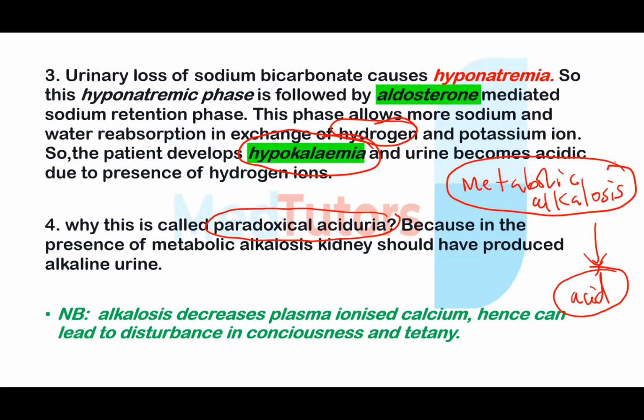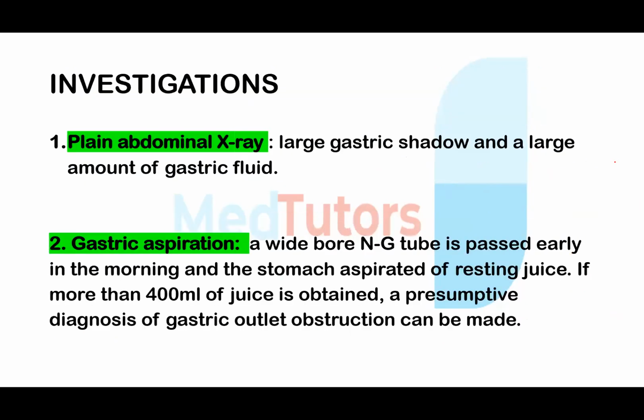And you should know that alkalosis decreases plasma ionized calcium. Anytime you have alkalosis, the ionized calcium tends to mop up the bicarbonate, okay? It mops up the bicarbonate, so it reduces serum calcium, and hence the patient will have hypocalcemia, and they will now be presenting with symptoms of hypocalcemia, which is tetany, okay?